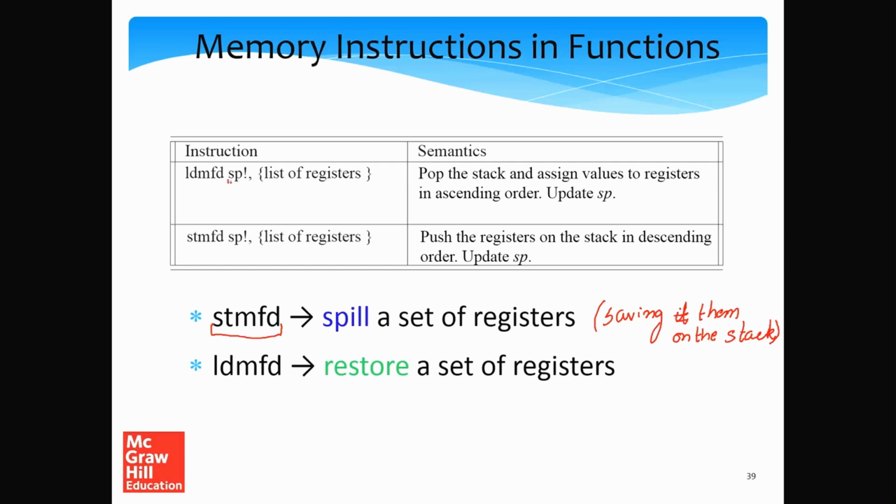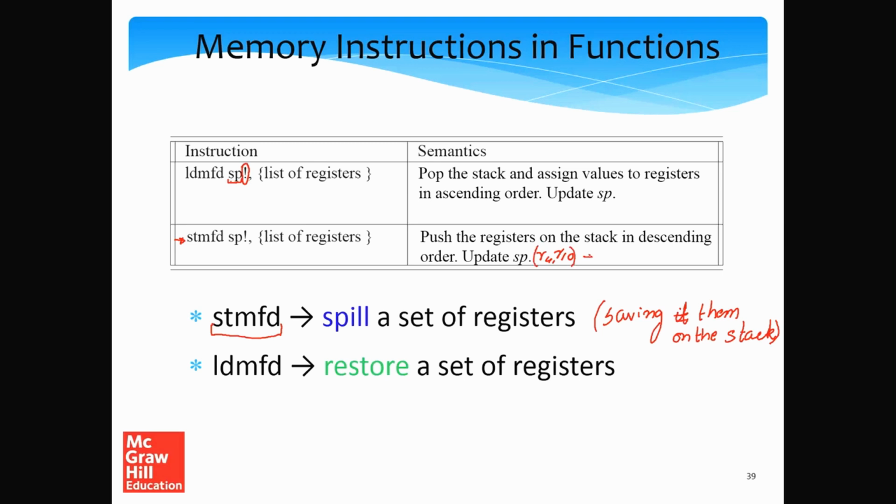We first specify the stack pointer. Then, similar to the pre-index addressing mode, we have an exclamation mark. The exclamation mark basically says that at the end of the instruction, the next instruction should see an updated stack pointer. For example, if you push in 3 registers, then at the end of the instruction, we should see the stack pointer subtracted by 12. So let's consider the STMFD instruction first. Here we push the registers on the stack in descending order and we update SP. So let's take a look at this descending order. Let's assume that we want to push the values of registers R4 and R10.